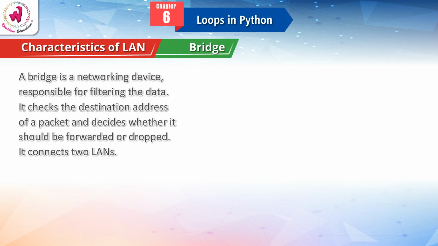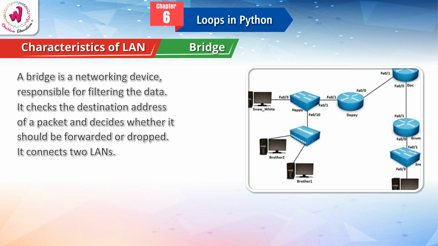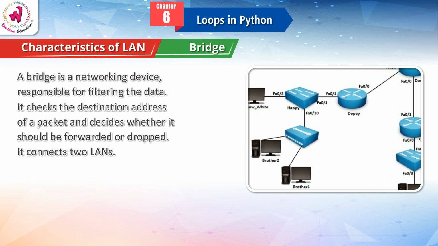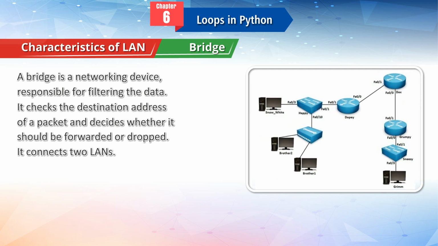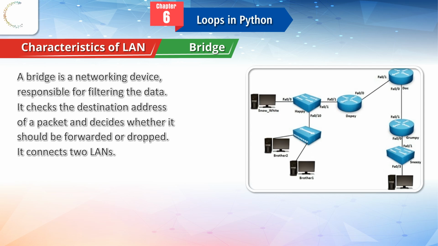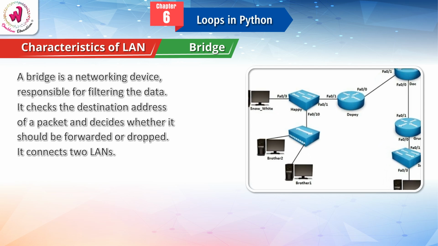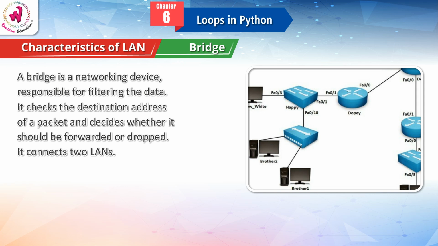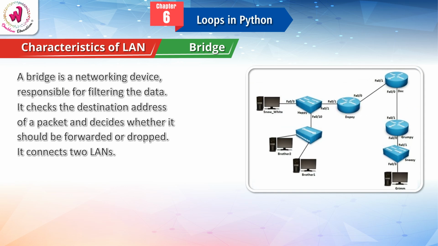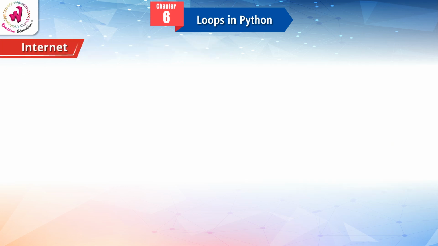Bridge. A bridge is a networking device responsible for filtering the data. It checks the destination address of a packet and decides whether it should be forwarded or dropped. It connects two LANs.